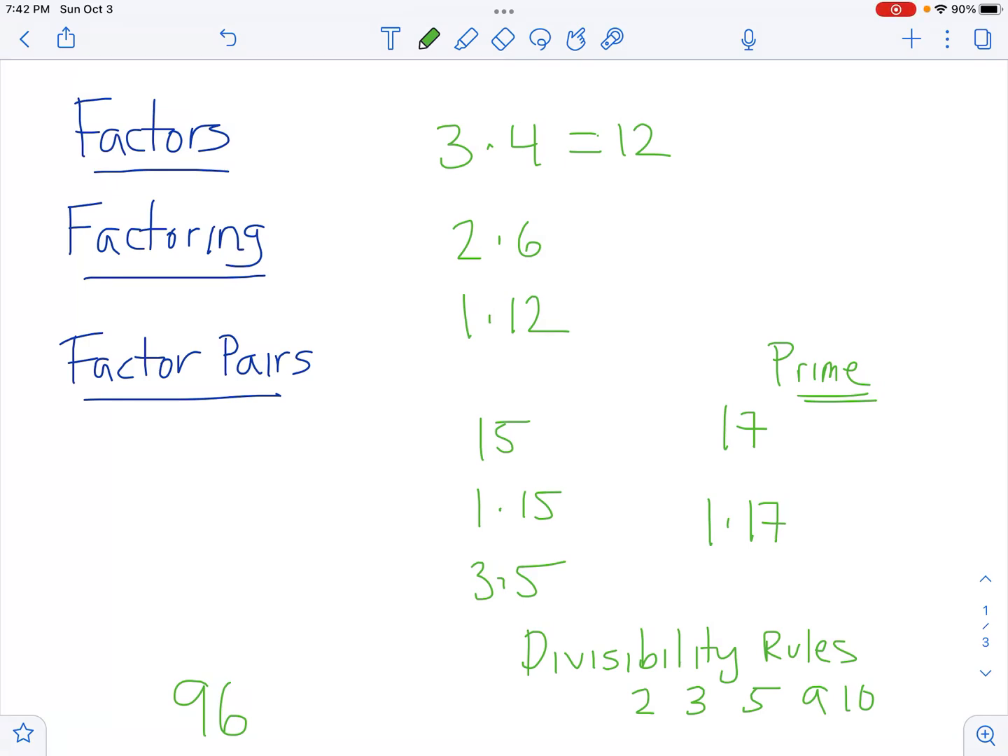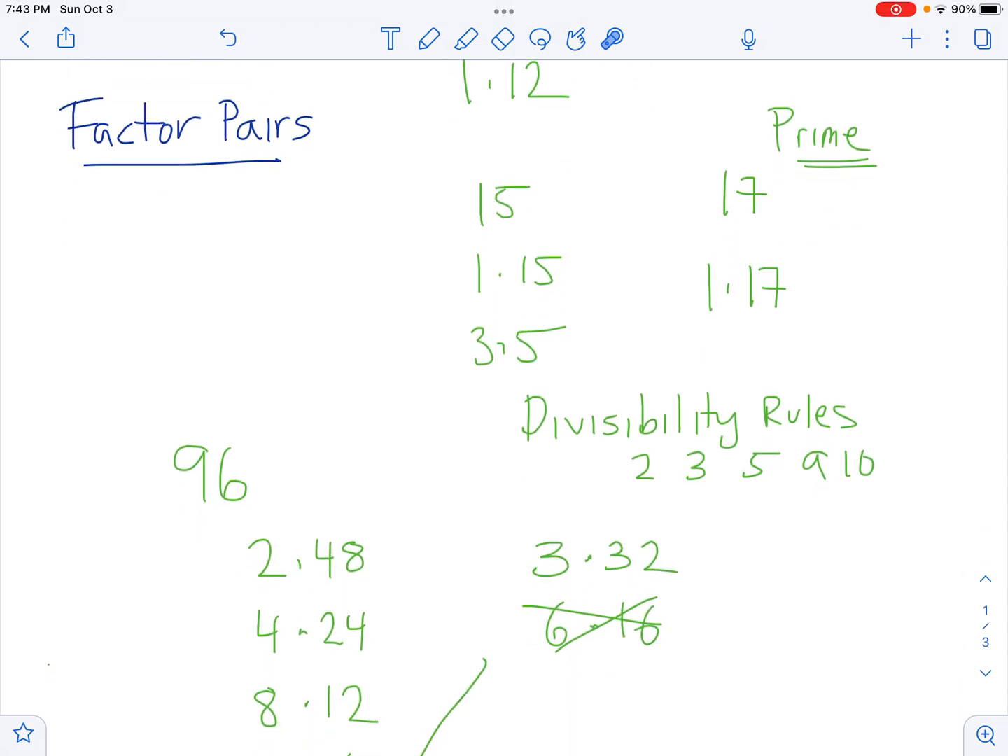So in the last video, we talked about this idea of factor pairs. We said that the number 12 had three factor pairs: 3 times 4, 2 times 6, 1 times 12. The number 17 had only one factor pair, so we call that a prime number. And we saw that the number 15 had two factor pairs, 1 times 15, 3 times 5.